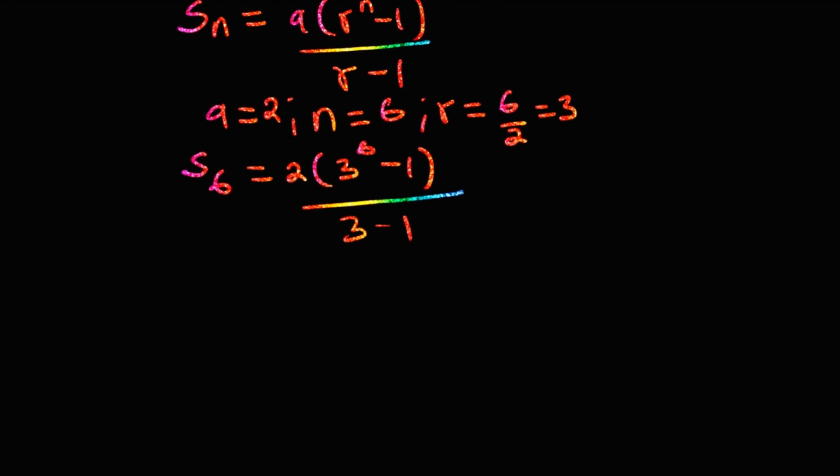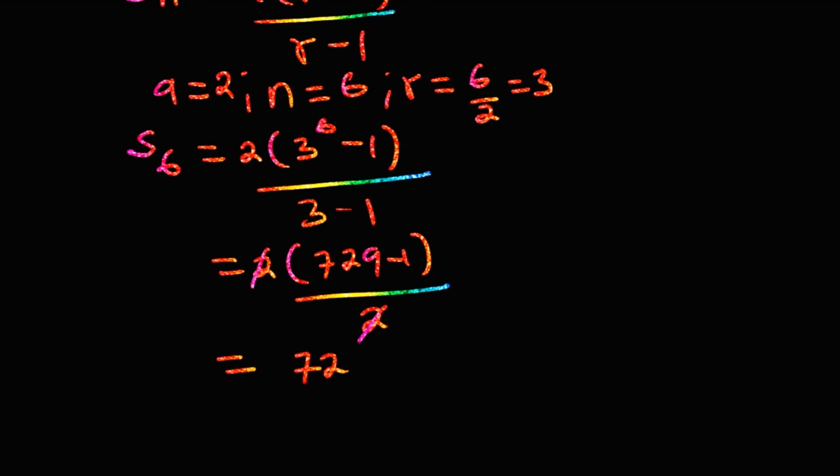So 3 raised to power 6 is the same as 729. So we have this as 2 into 729 minus 1 over 3 minus 1, that is 2. So 2 and 2 can cancel, so that you're left with 729 minus 1, which is just the same as 728.